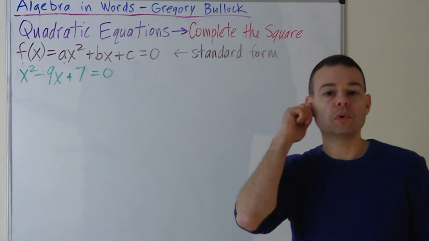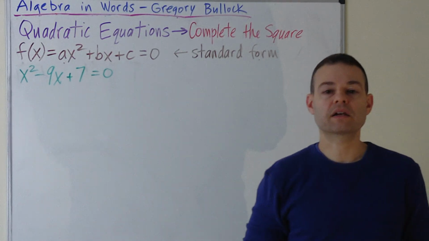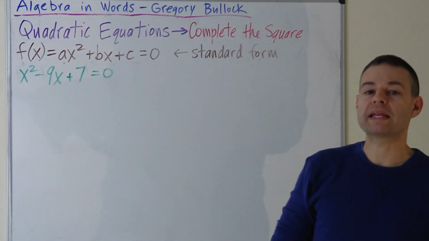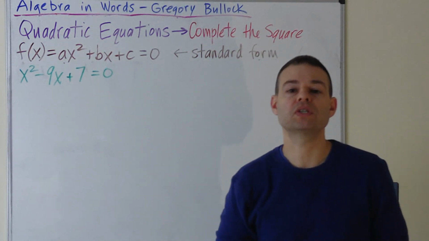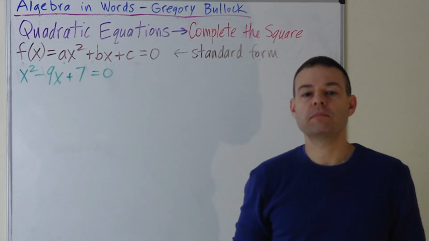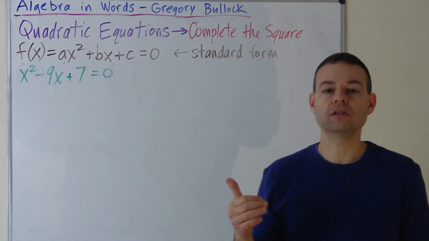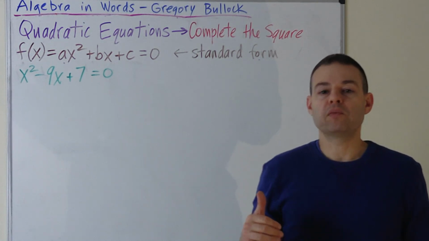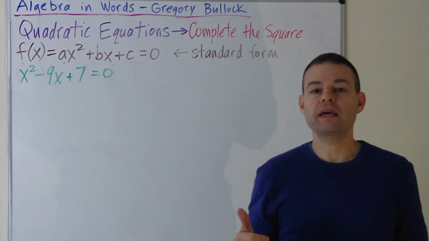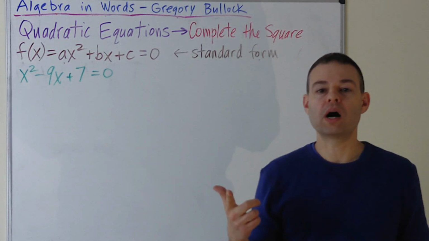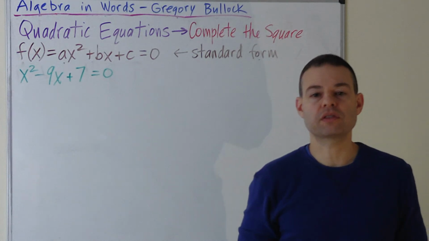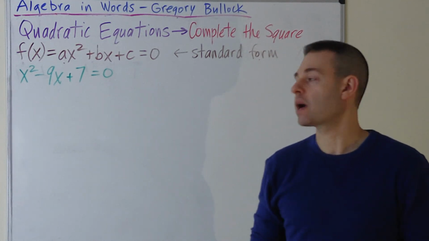So what I have on the board is another quadratic equation. X squared minus 9x plus 7 equals 0. And we want to check to make sure everything is in proper form. It's in standard form, so that's good. And we have to look at A. A is both positive and 1, so we don't need to make any changes there. We're good to continue into the next steps.